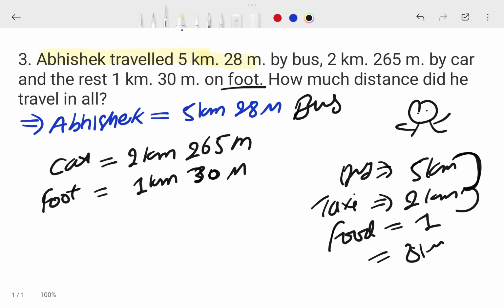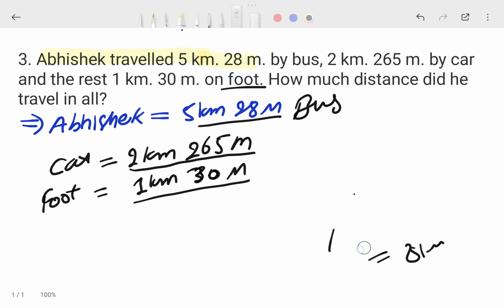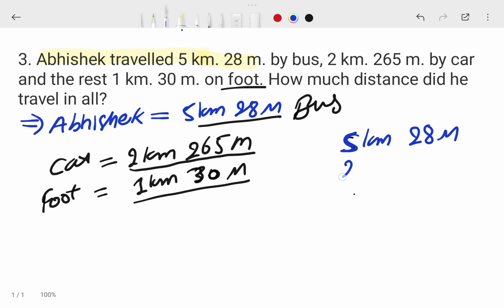Like that, Abhishek traveled 5 kilometers 28 meters by bus, 2 kilometers 265 meters by car, and 1 kilometer 30 meters by foot. If you add all this, you will find how much distance he traveled. First the kilometers: 5 kilometers, then 28 meters. Then 2 kilometers, and 265 meters.